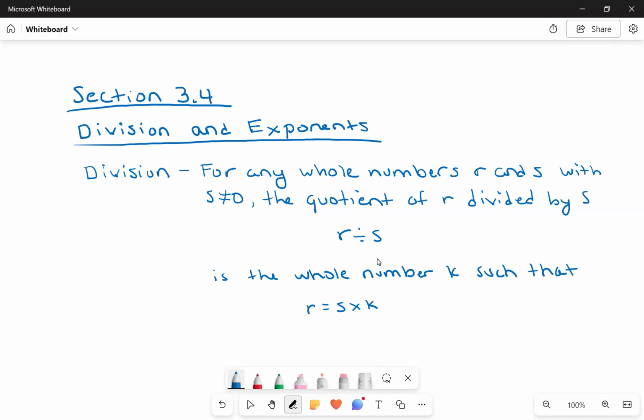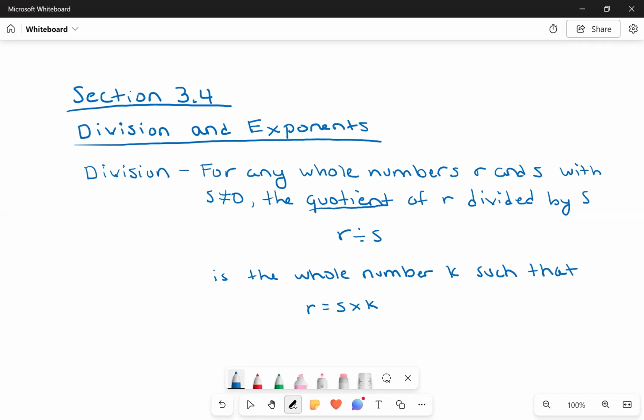So for division, I went ahead and wrote out the definition. For any whole numbers R and S with S not equal to 0, so that's because we're going to divide by S and we don't divide by 0. The quotient of R divided by S, so I like how they threw the word quotient in there. Most people are aware that that is the math word for division, which is denoted R divided by S, is the whole number K such that R equals S times K.